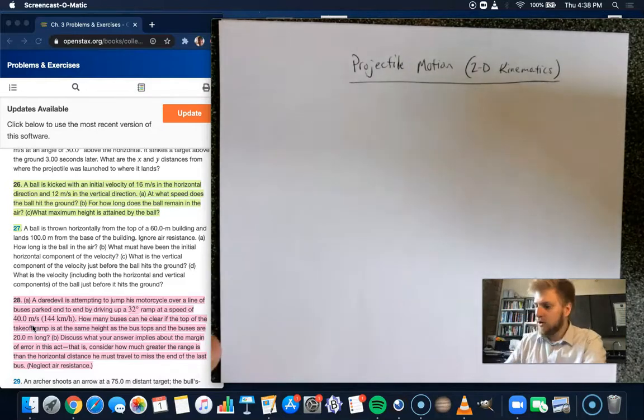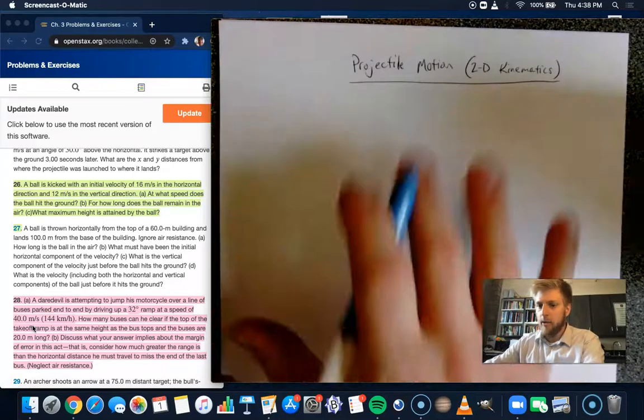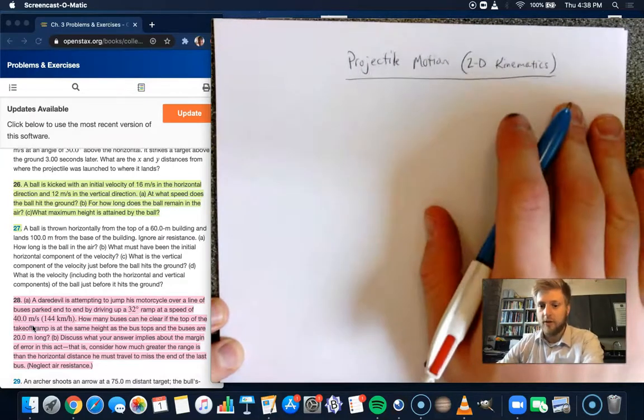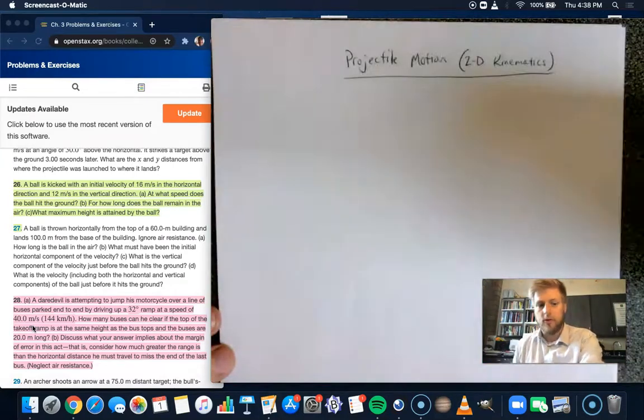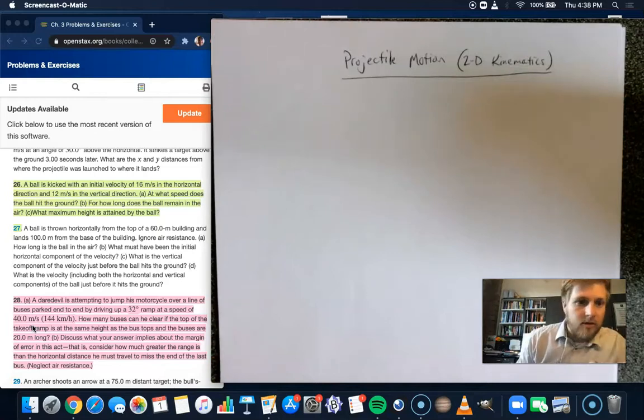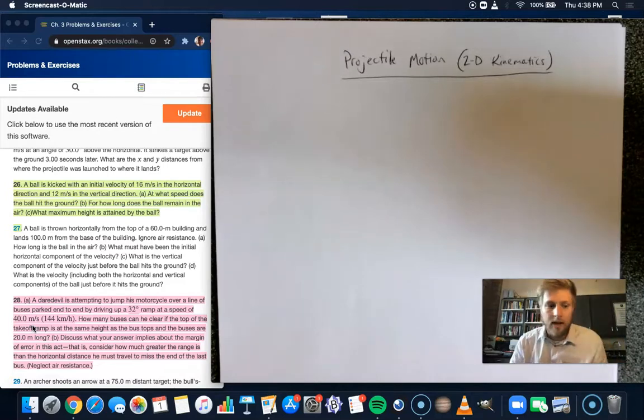So we'll read the question. We will write it out. I'm going to talk about how to solve this in general, and then we'll actually work through to solve number 26 here. This says a ball is kicked with an initial velocity of 16 meters per second in the horizontal direction and 12 meters per second in the vertical direction. At what speed does the ball hit the ground? For how long does the ball remain in the air? And what maximum height is attained by the ball? So we'll take those one at a time.